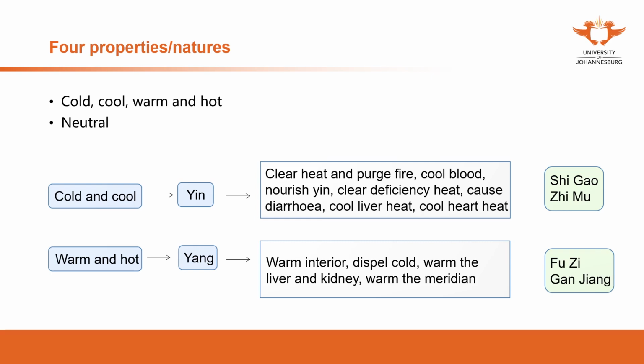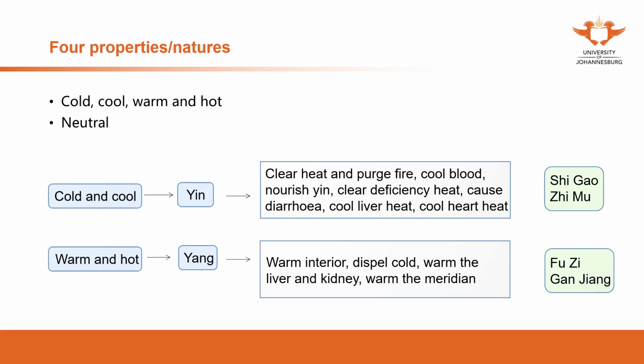For instance, if a patient suffers from a cold condition, a cold syndrome, then we will use warm or hot herbs to assist. If a patient suffers from a heat syndrome, then we will use cold or cool herbs to help. For instance, Huangbai and Zhimu.